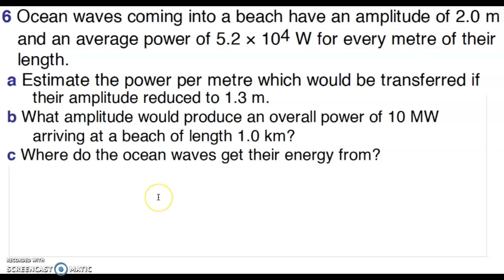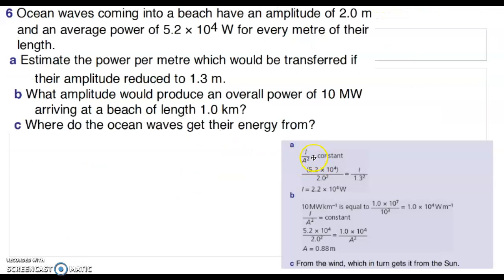Amplitude and intensity have a relationship which is equivalent to intensity is proportional to amplitude squared. So what constant does that give you? Intensity over amplitude squared would give you a constant, which is then equal to the new situation when the amplitude is reduced to 1.3. So the intensity over the amplitude squared before is going to be equal to the intensity over the amplitude squared in the new situation. So you use this relationship.